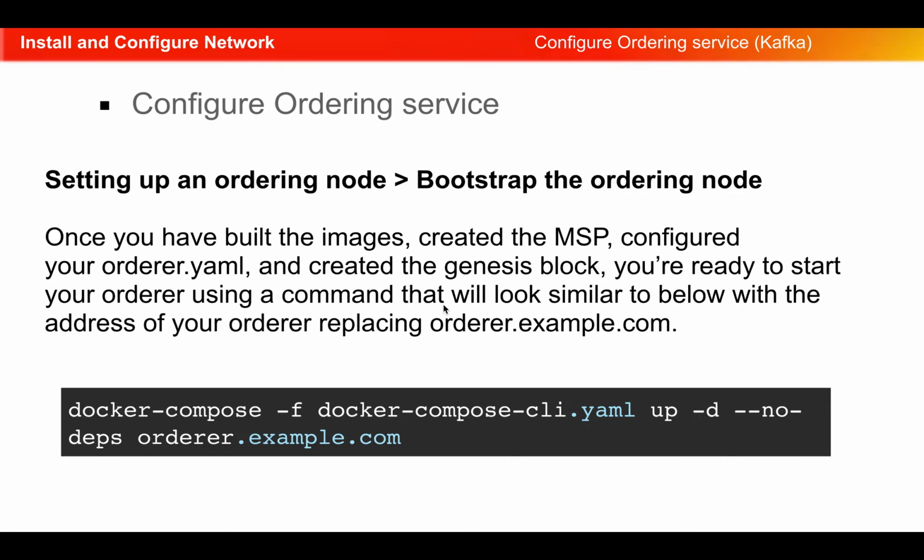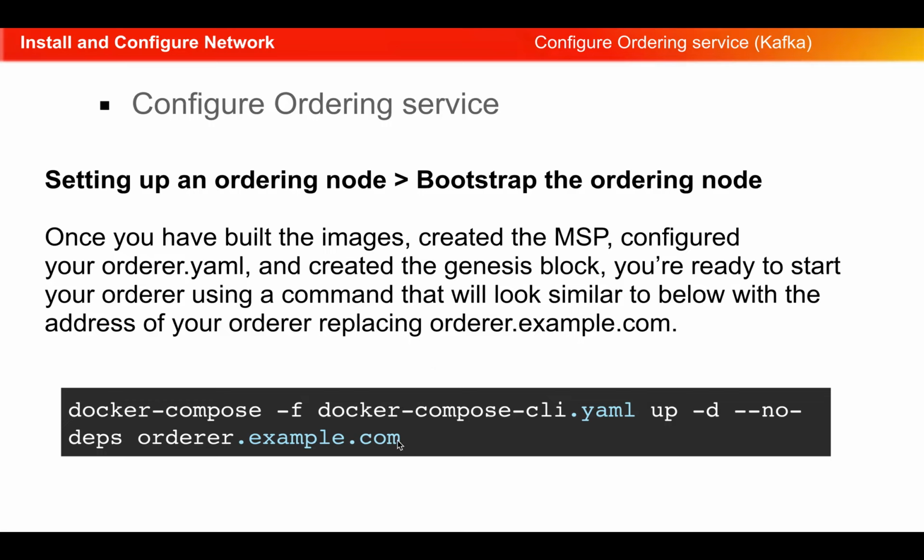Now, how are you going to bootstrap this orderer node which is prepped using the previous steps? Once you have built the image, created the MSP, configured your orderer.yaml file, and created the Genesis block, you are ready to start your orderer using a command that looks similar to this. I'll explain and type this command when we go to the lab section. For the time being, you have to remember that this is the command you have to execute in order to bootstrap the ordering node.